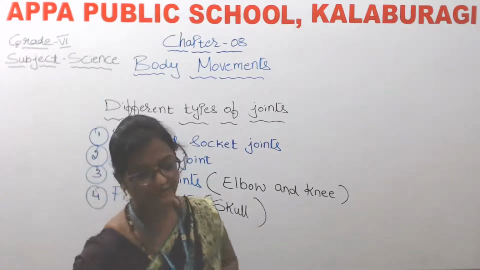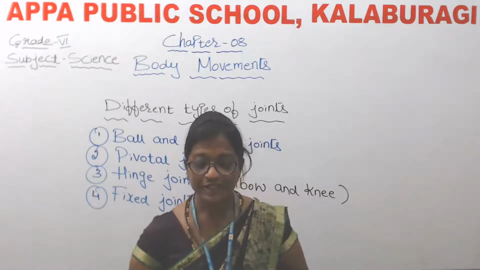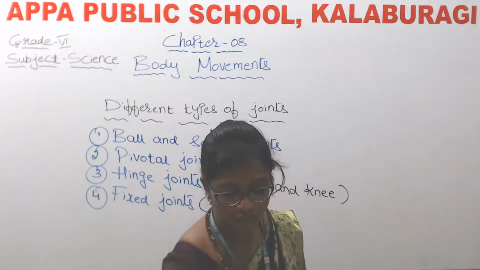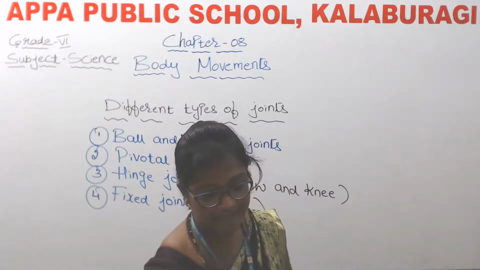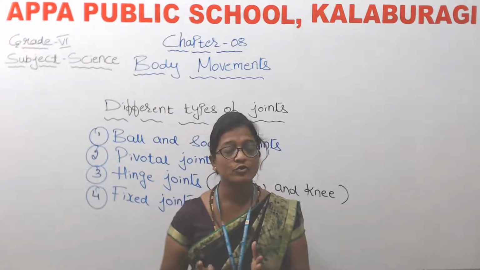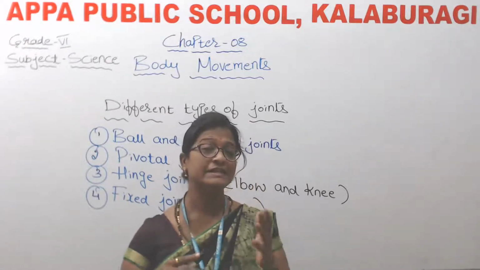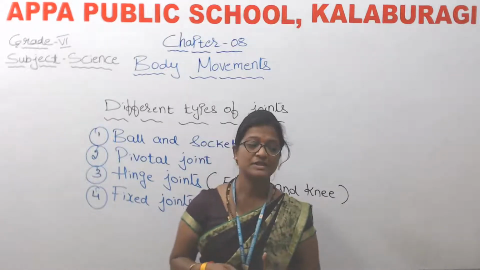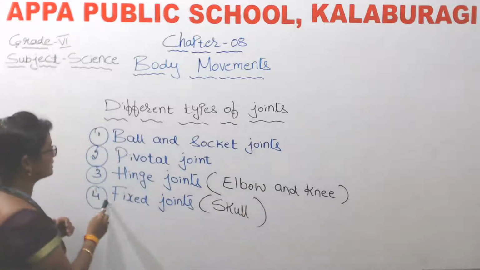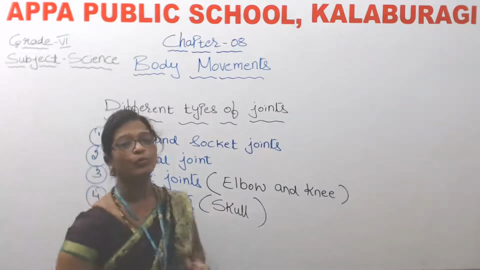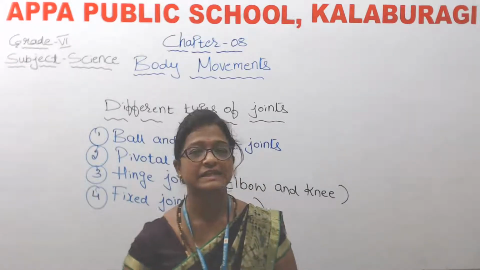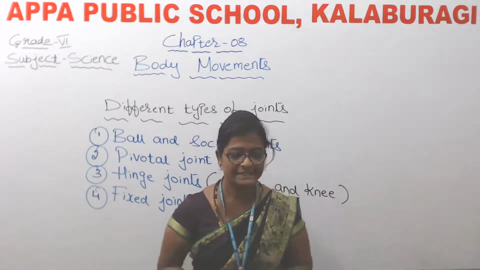So what do you mean by fixed joint? Okay, so there are some bones in our head. There are a few bones in our head that are joined together at some joints. Here the bones cannot move at these joints. Such joints are called fixed joints. The name itself, fixed, means which cannot move. So there are some bones in our head that are fixed, they cannot move. For example, let me show you.